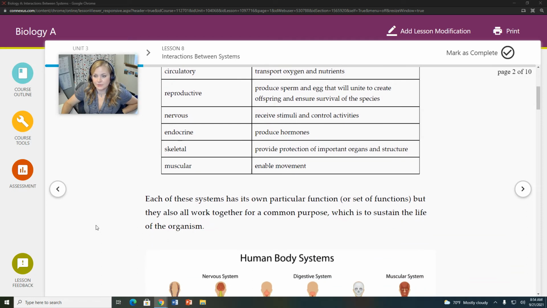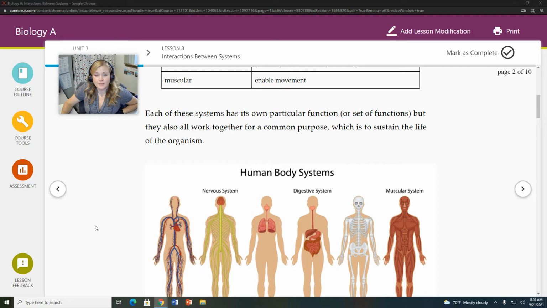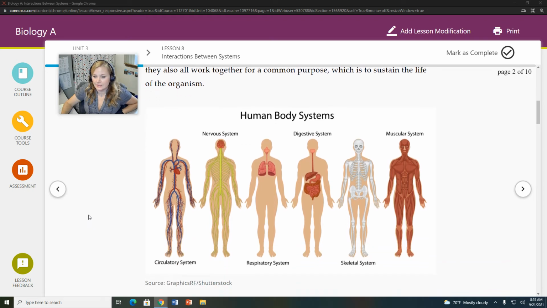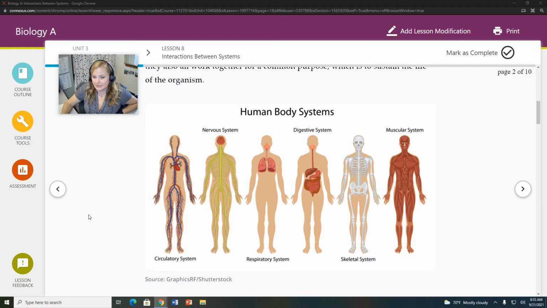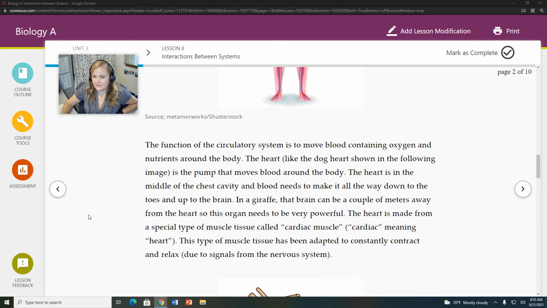And all of these have their own functions, but they also work together for a common purpose, which is to sustain life. Or we also often will say to maintain homeostasis, which goes hand in hand. I mean, in order to sustain life, you have to maintain homeostasis. Here, that's kind of breaking down into some overall models of the different body systems. You can kind of see them here. And it's looking at some examples of how they work together going forward.